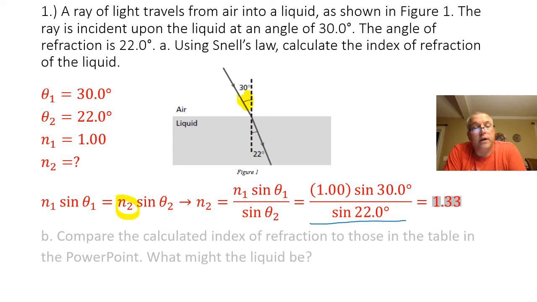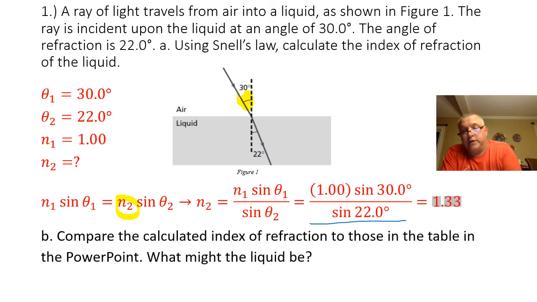Second part is they want us to compare the calculated index of refraction, which we have is 1.33, to those that are on the table in the PowerPoint, and from that determine what this liquid is. And when we look at that table from the PowerPoint, we see that there is one liquid that has an index of refraction of 1.33, and that liquid is water.